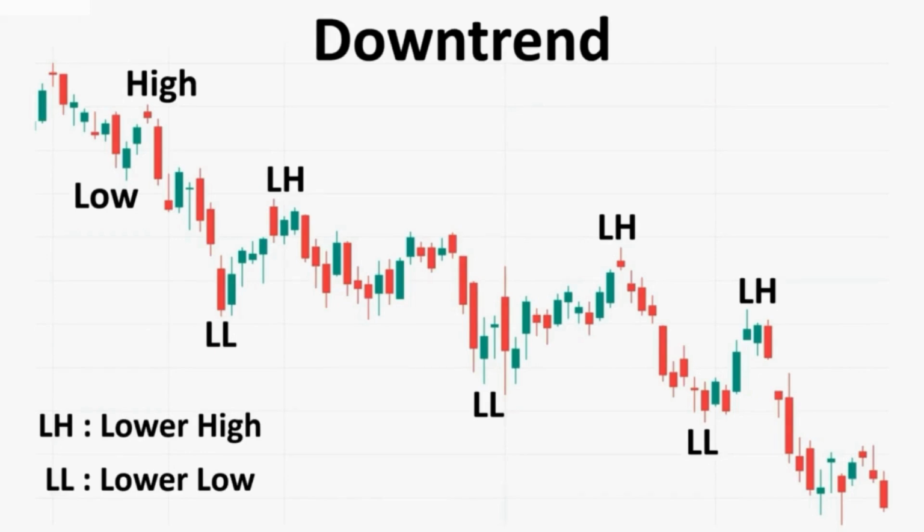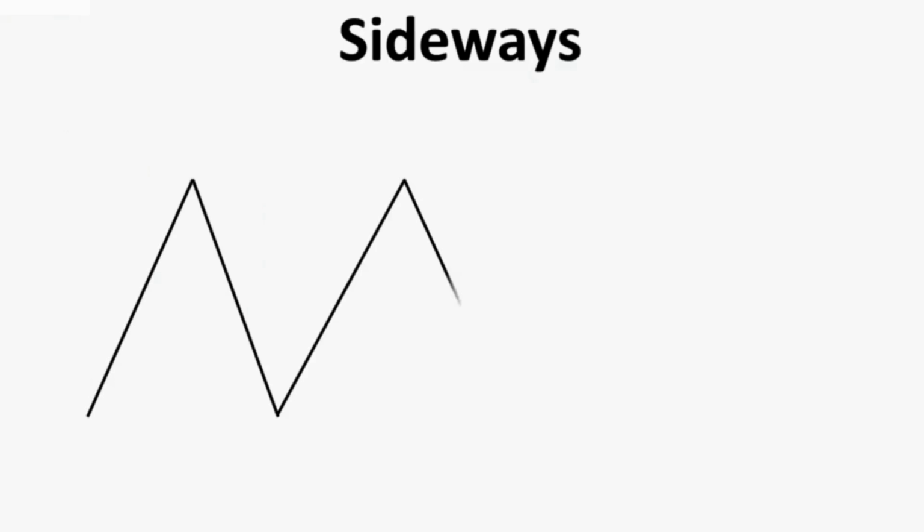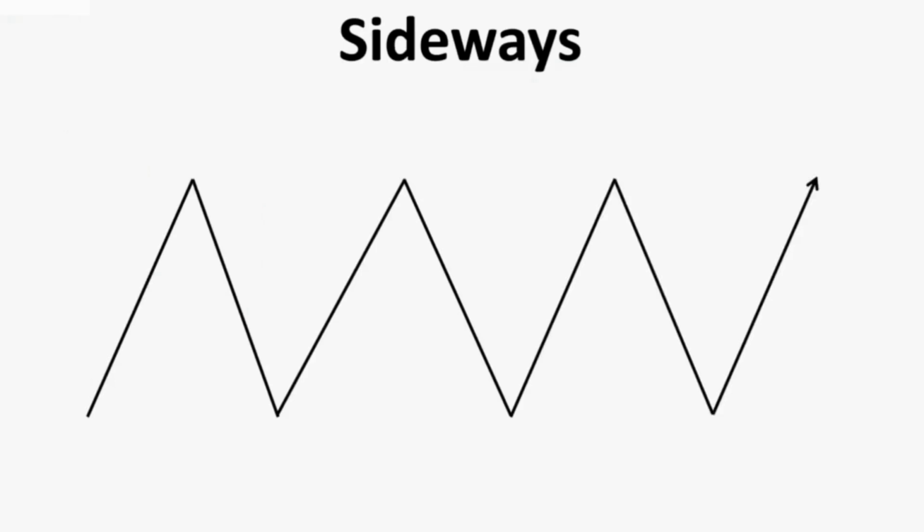Okay guys, so now let us look at the sideways trend. Whenever the market is neither going up nor down, just moving in a straight line, it is called the sideways market. Since this market is not in an uptrend nor in a downtrend, we don't find any pattern of higher high, higher low or lower high, lower low. When the trend is sideways, we have to look for two things. First is the resistance and the second is support.